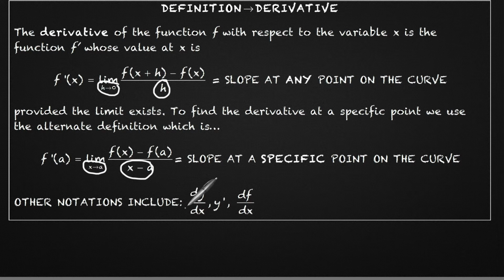Other ways to denote the derivative are dy dx, from which they've got change in y over change in x, and they basically just converted that to dy dx, the difference in y over the difference in x, y prime, or df dx. This one is probably the least common way of seeing a derivative denoted. So let's see how this works on some sample problems.